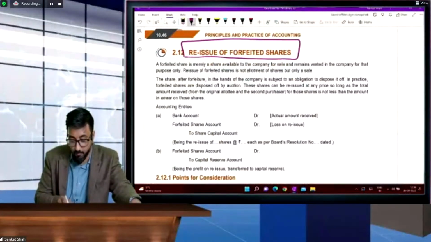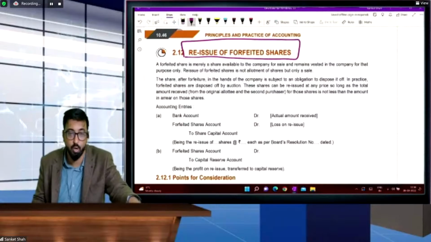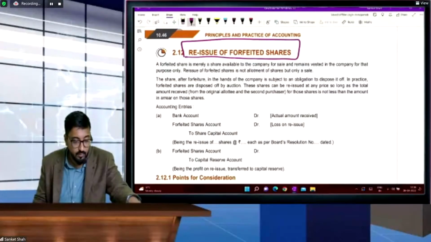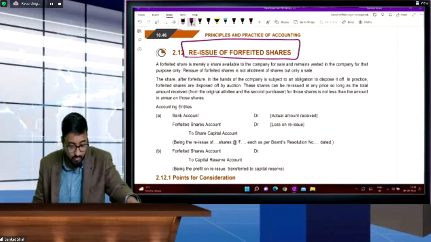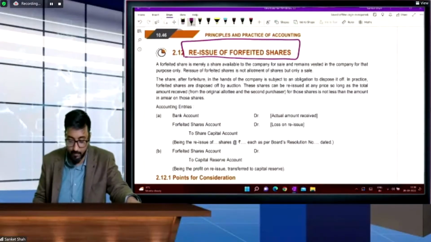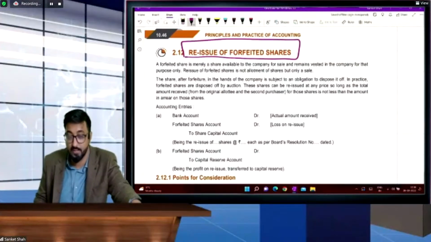Reissue of forfeited shares. Very important concept. Any difficulty till now? Forfeiture is easy. Now reissue. Now I am going to tell you a very, very important concept.